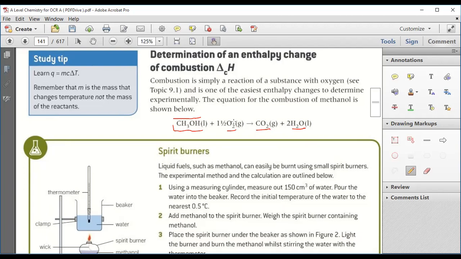1.5. This 1.5 is the balanced one, na? Actually, it should be... I don't know how it should be balanced. It should be 2 CH3OH plus 3 O2 gives 2 CO2 plus 4 H2O. It should be like that. We did the balancing part earlier, remember?